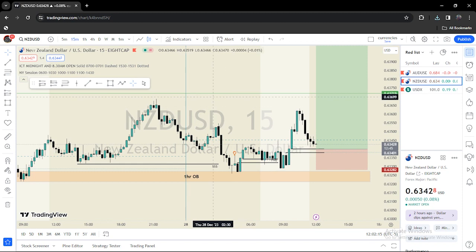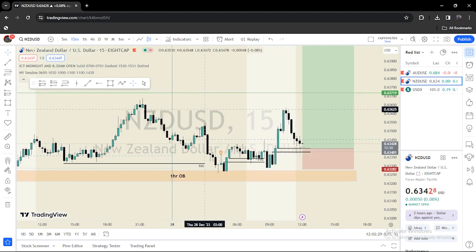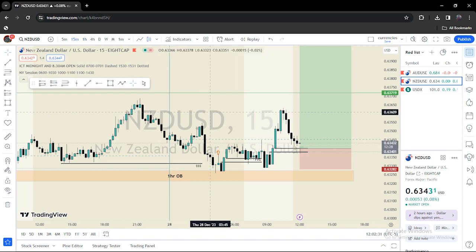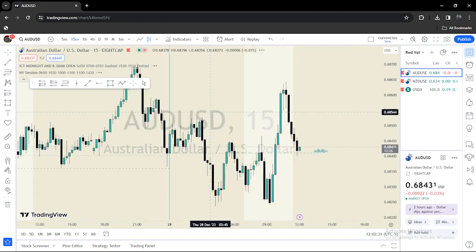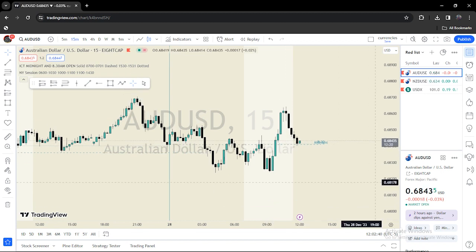Then this is a high probability setup. Why? Because here, if you check, it came to this zone and didn't take out this liquidity here. Liquidity was taken, so it's a high probability setup. Like these are high probability setups. Same here, this is a high probability setup. I would love to take this trade.